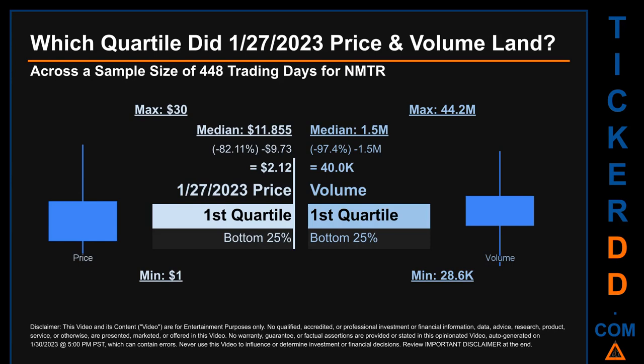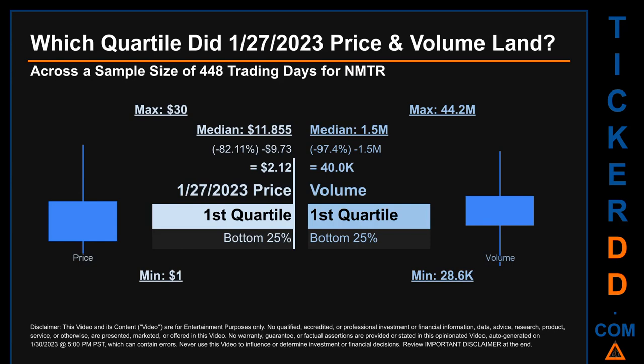The day's volume landed within the first quartile, at the bottom 25% of all sampled daily volume, which saw a max daily volume of 44.2 million and a minimum of 28.6 thousand. Quartiles tell us about the spread of a data set by breaking that data set into quarters, just like how the median breaks the set into half.